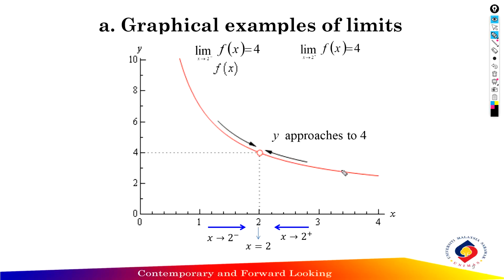So from the left of the function, you start at 1. Start from here at 1, 1.2, 1.5, 1.9, 1.99, 1.999, really close to x equals 2 from the left of the function, and check the y values on the y-axis. So the y value here equals 4.